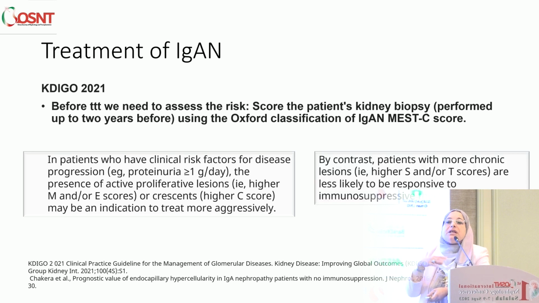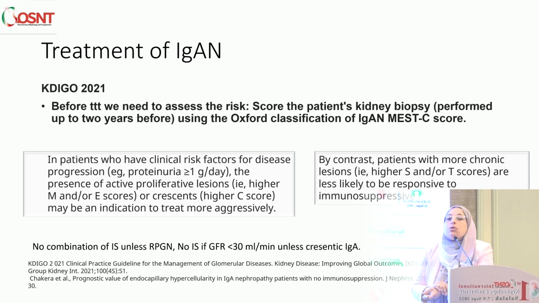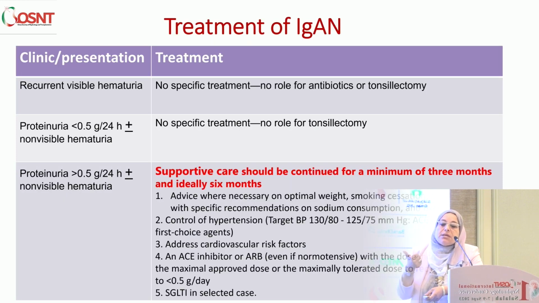In contrast, if there is T or S, this is a chronic lesion, so we can continue with supportive treatment only. The rule is please don't start immunosuppression if the patient has eGFR below 30, and a combination of immunosuppression is not allowed except in rapidly progressive GN. If the patient has only recurrent visible hematuria or just proteinuria less than 0.5, only non-specific treatment is given.